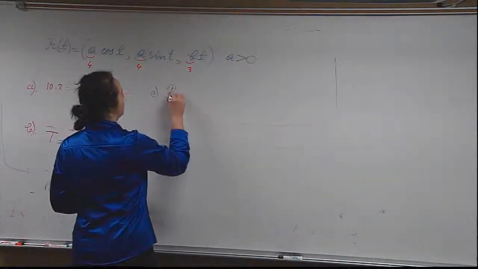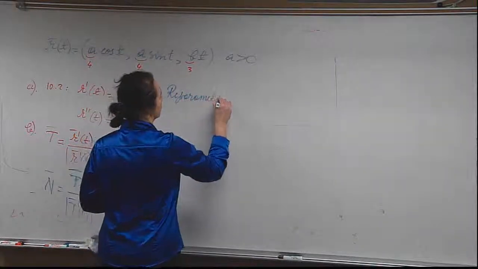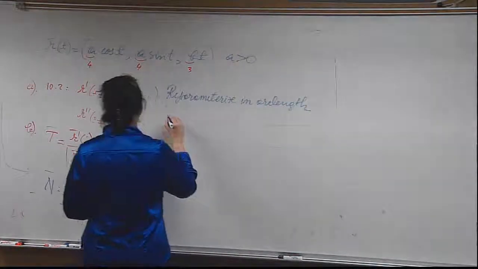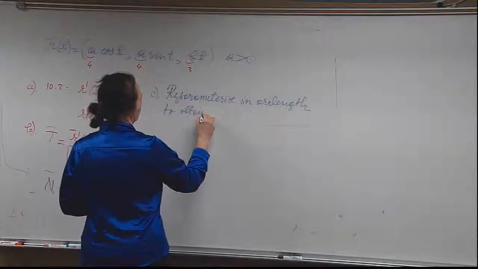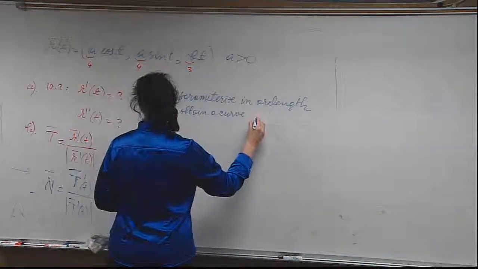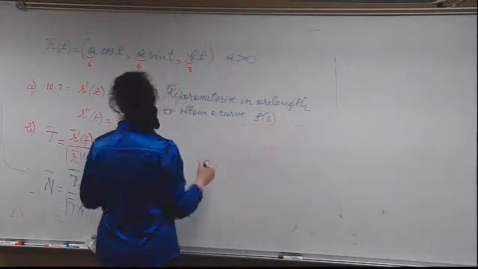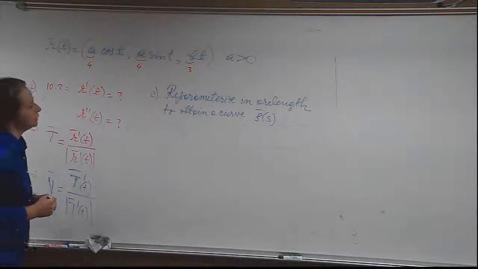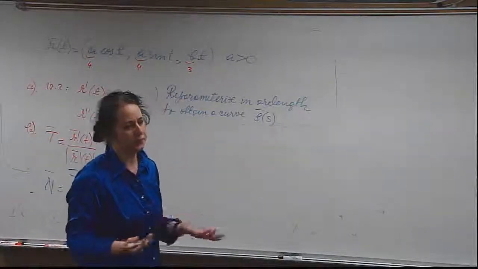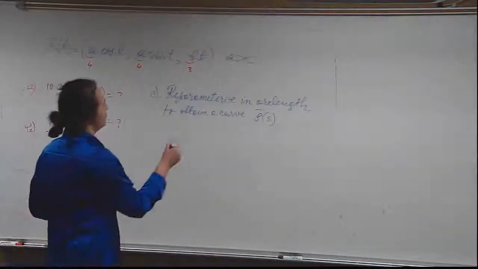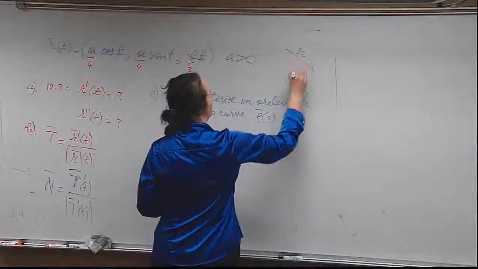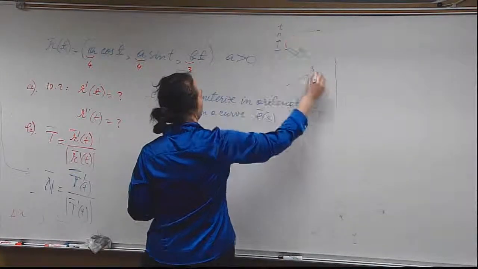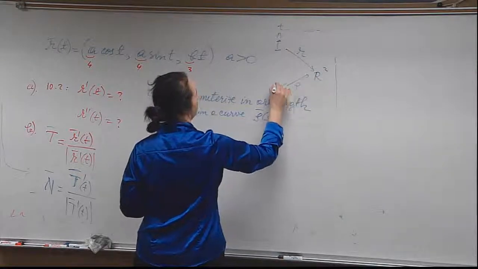Let's see, reparameterize in arc length to obtain a curve rho of s. Why not r of s, like some people and some books use it? Because if you reparameterize in s, it's going to be the same physical curve but a different function. So if you remember the diagram I wrote before, little r is a function that comes from interval I, the time interval, to R3, and rho will be coming from a J to R3.